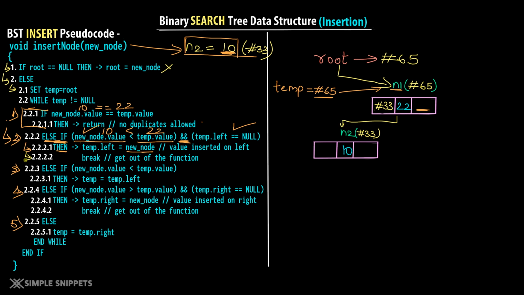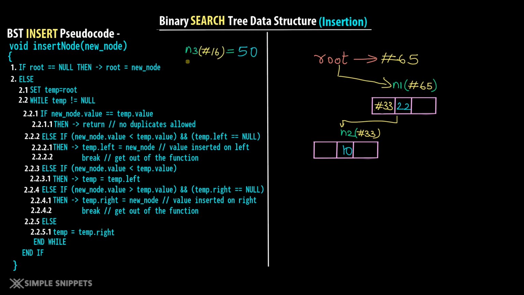And then the next instruction over here is to break, which means it will come outside this entire function because we've done the insertion, and you can simply print that value inserted on the left. Okay. Alright. So we just inserted one node. Now so far we've seen two conditions, condition 1 and condition 2. We still have to see 3, 4 and 5, right? So let's insert one more node now.